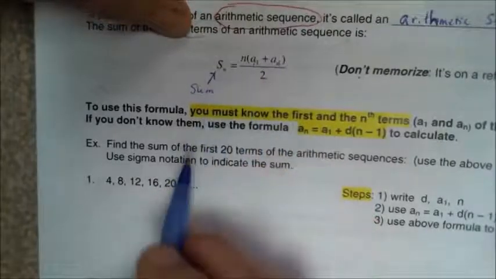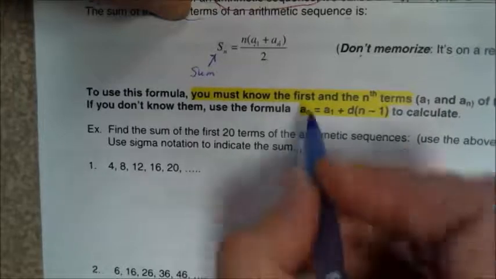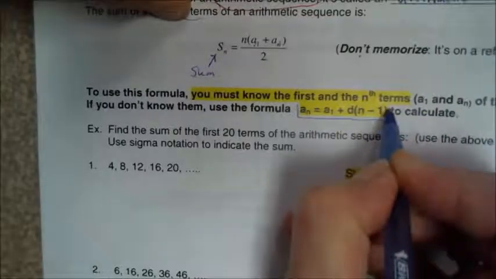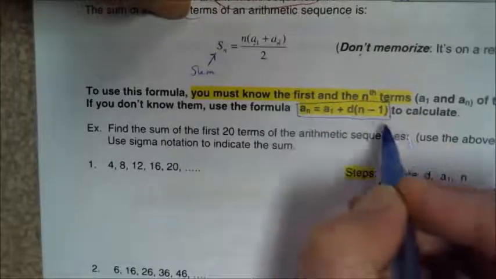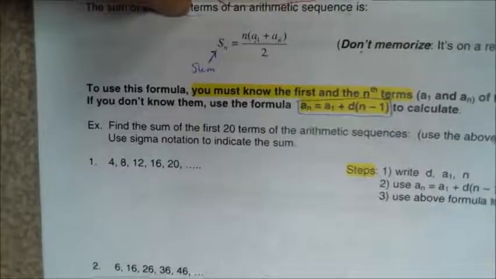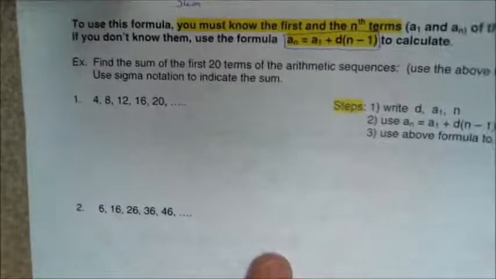And then you can plug it into the formula. If you don't know the first or the nth term, you can use that famous formula that we used last time, an equals a1 plus d times n minus 1, to calculate whatever you don't have. So here are some examples.